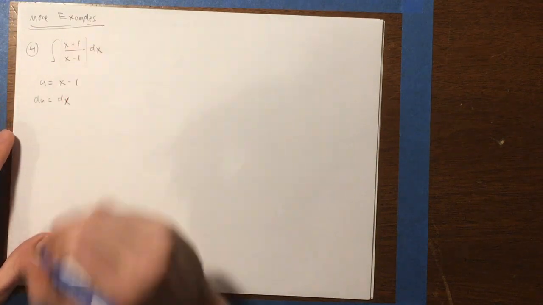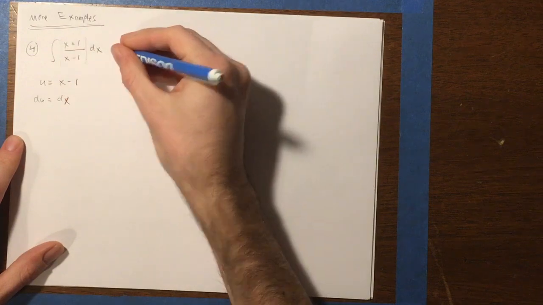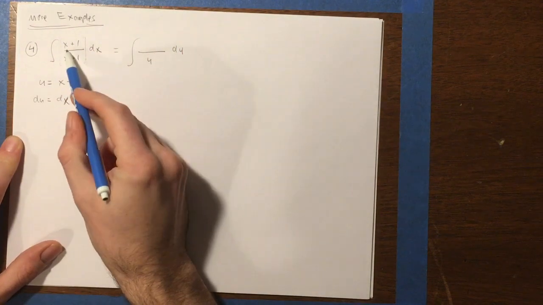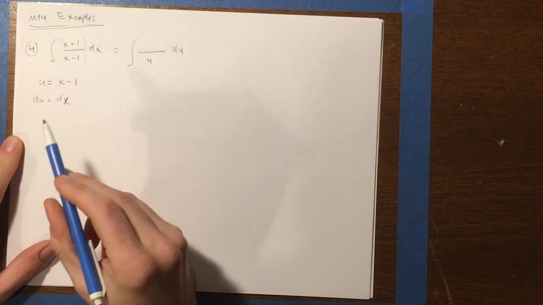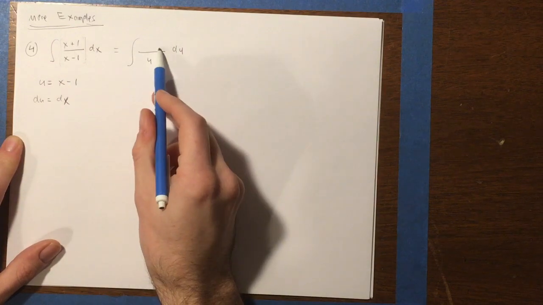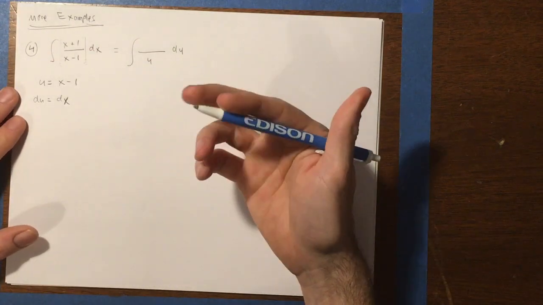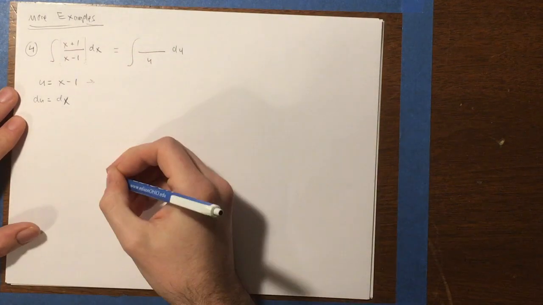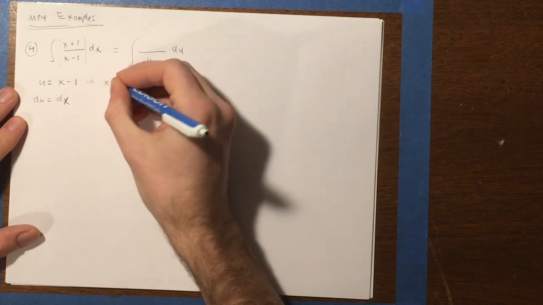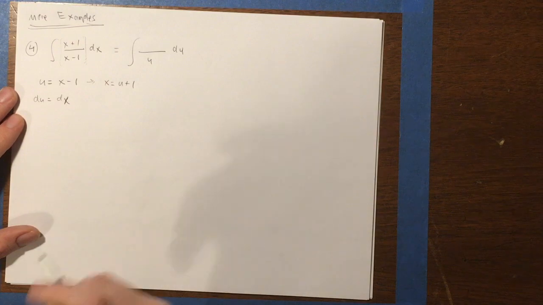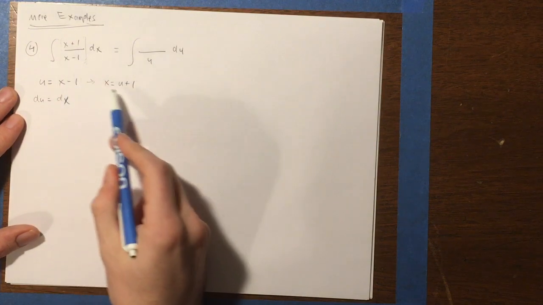So my denominator is going to become u, and I'm going to have a du at the end. My numerator of x plus 1 is a problem. I can't just put x plus 1 up there because I need to complete the change of variables. I've got to get everything in terms of u. So what I can do is take this u equals x minus 1 and solve it for x. x would be u plus 1, right? Adding the 1 to both sides. And then I can replace the x with u plus 1.